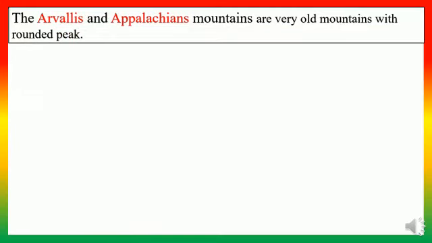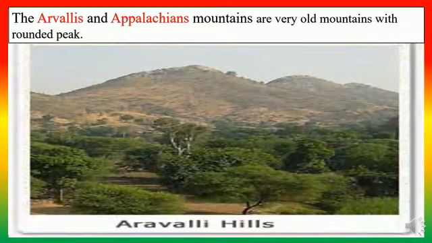Now next, the Aravallis and Appalachian mountains are very old mountains with rounded peaks. Look at this Aravalli Hill. This is the highest point which is rounded in shape, and they are old mountains. That's why their peak or summit is round in shape and not conical in shape.